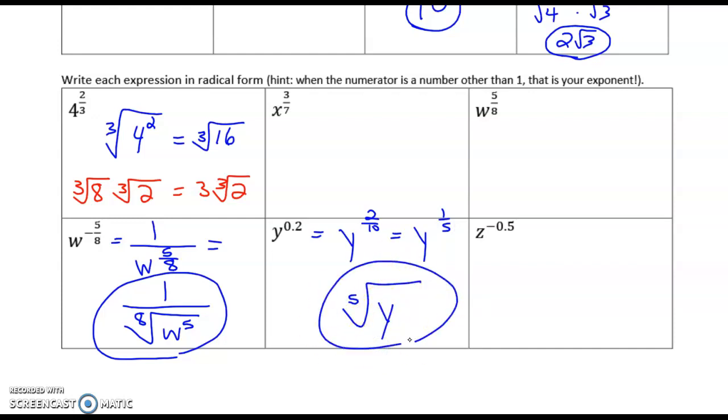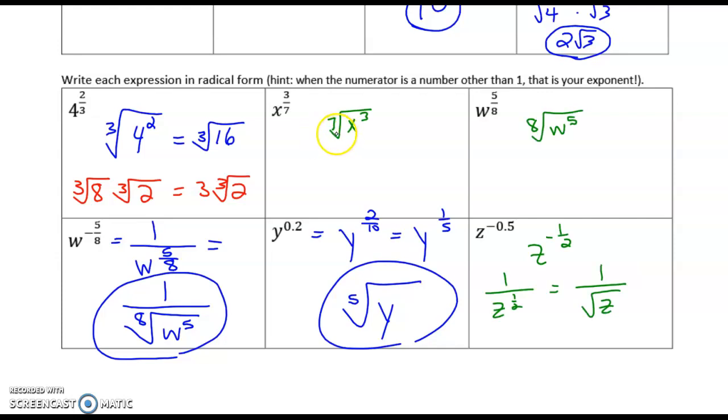All right, go ahead and pause your video. Try these last 3. All right, so if we take a look at those, you have the 7th root of x to the 3rd, the 8th root of w to the 5th, and z to the negative 0.5. We could think of z to the negative 1/2, which would be the same as 1 over z to the 1/2, or 1 over the square root of z.